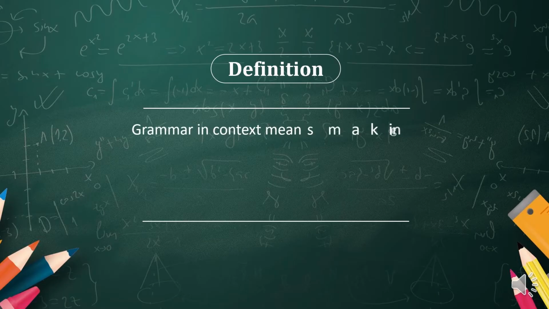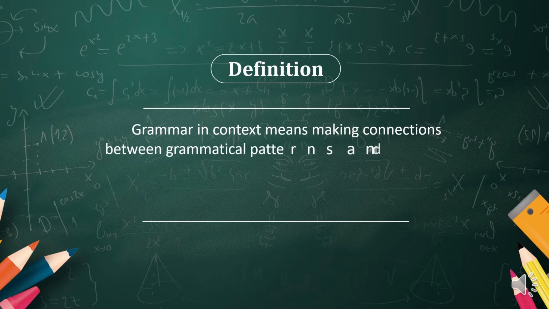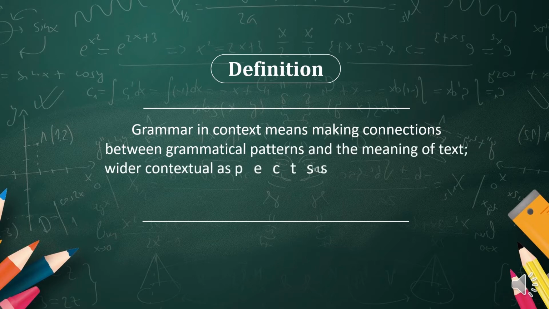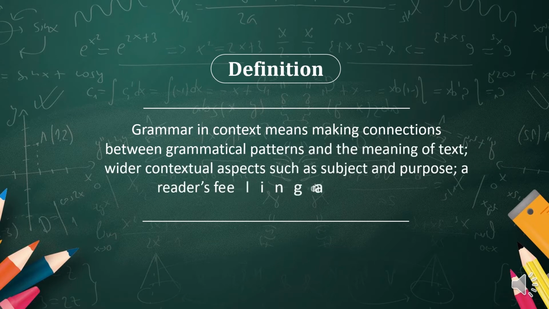And the second one is definition. Grammar in context means making connection between grammatical patterns and the meaning of text, while contextual aspects such as subject and purpose are readers' feeling and responses to text. So, it is not only about the connection between grammatical patterns but also a wider conceptual aspect like subject, object, purpose, and others.